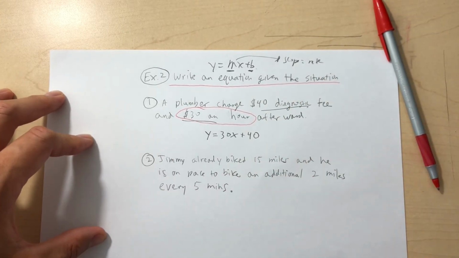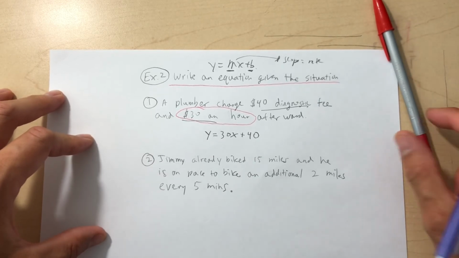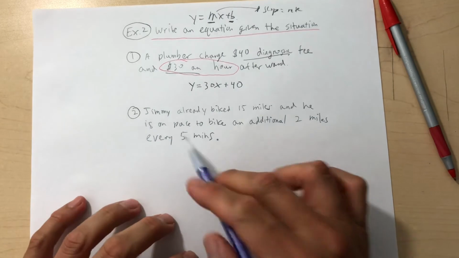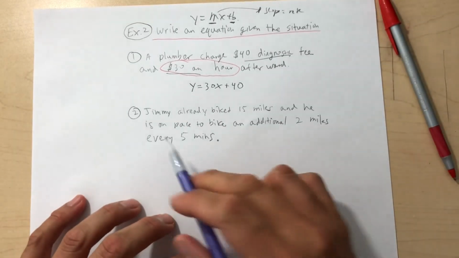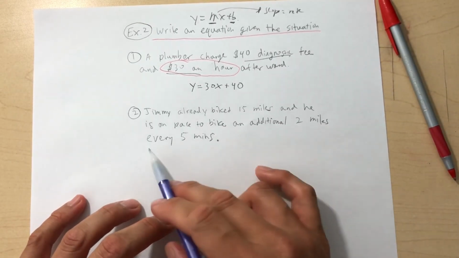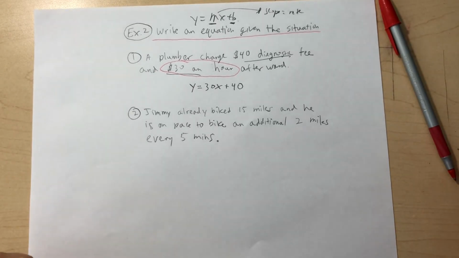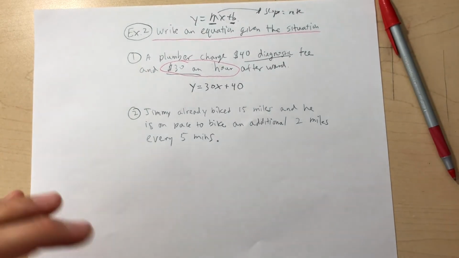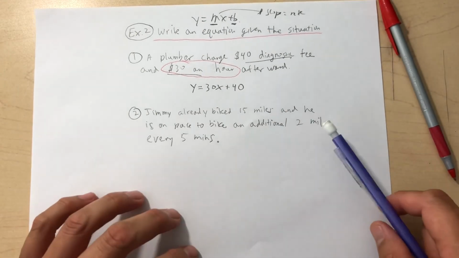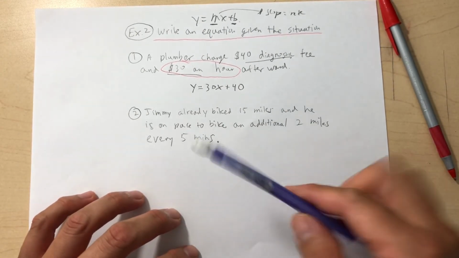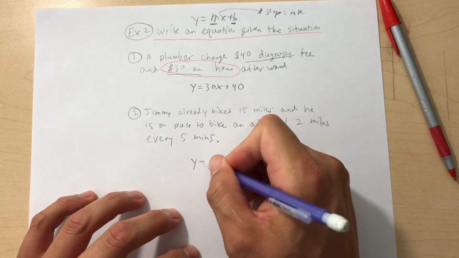So just locate your slope and locate your y-intercept, know the situation, know your unit rate, okay? All right, let's go to number 2. Jimmy already biked 15 miles, and he is on pace to bike an additional 2 miles every 5 minutes, okay? So, again, this is the same thing, okay? So his rate is 2 miles, 2 over 5, all right? So y is equal to, okay?